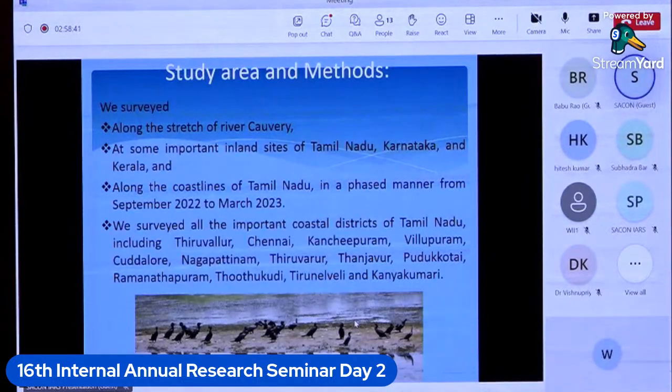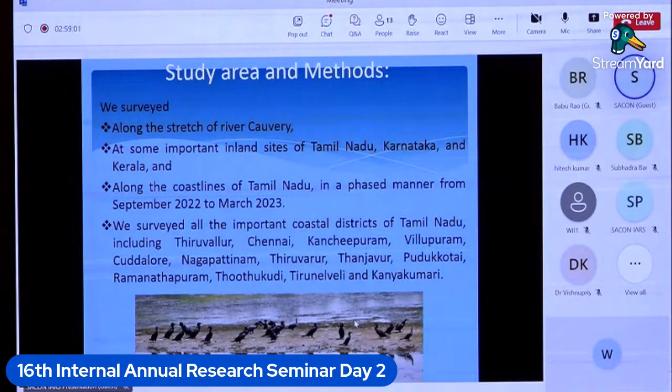And second, we surveyed a stretch of the Kaveri river, and some inland pockets of Tamil Nadu, Karnataka and Kerala, and the coastlines of Tamil Nadu in a phased manner from September 2020 to March 2023.